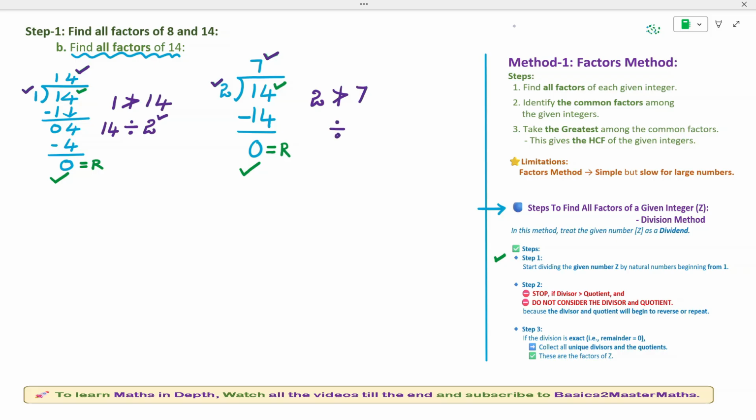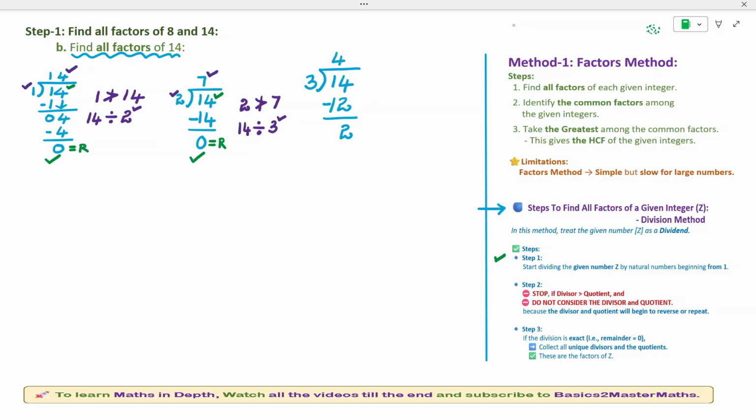So, divide 14 by the next natural number 3. When we divide 14 by 3, we get 4 as the quotient and 2 as the remainder. So, this division is not exact. Therefore, please do not consider this step. In this case, the divisor 3 is not greater than the quotient 4.